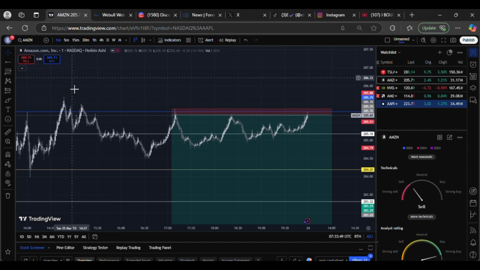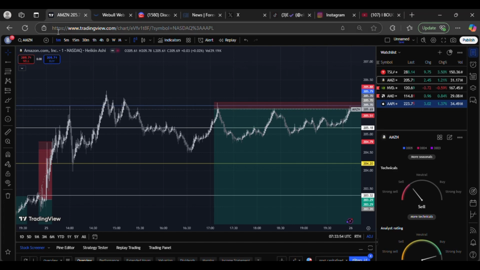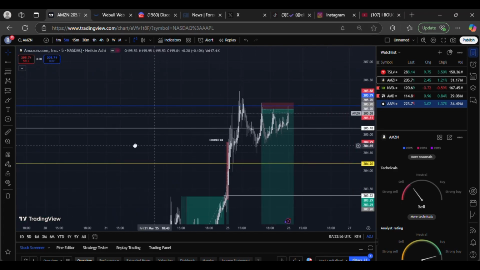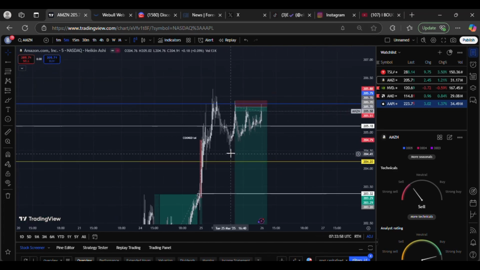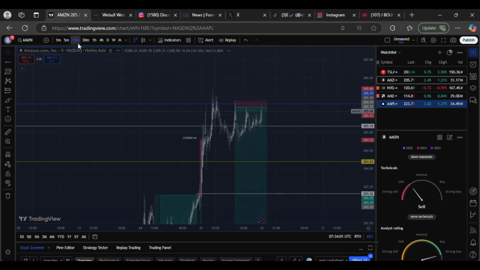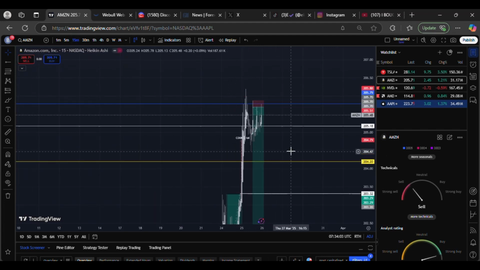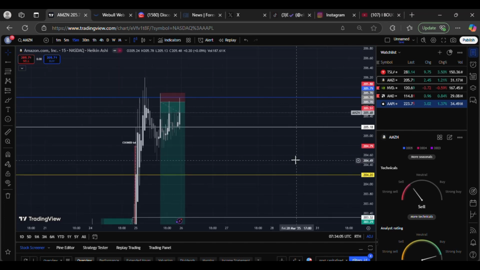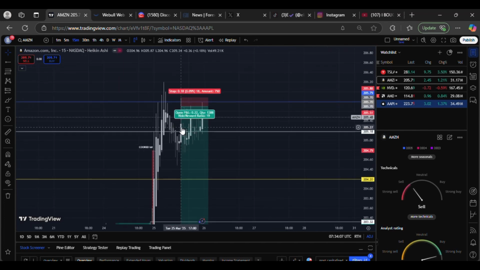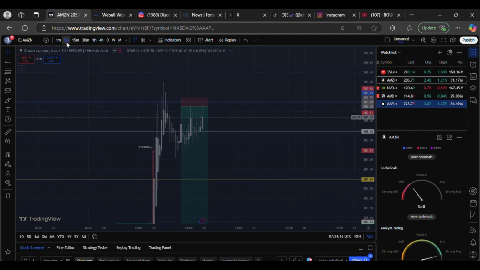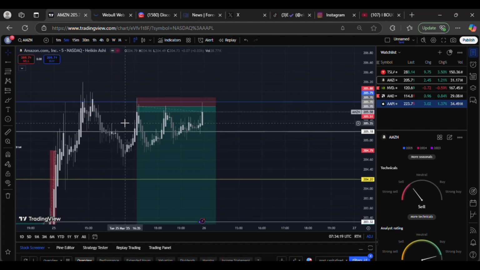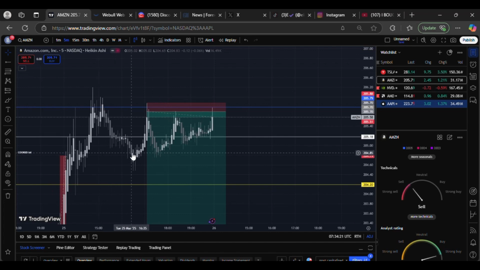We consolidated around here for a couple minutes before we dumped right here to create the 5 minute break of structure, which ends right here. That also created our 15 minute change of structure, as seen. So I knew the 15 minute candle would need a retest above these highs, above this wick. I was thinking, we got the change of structure and the break of structure.